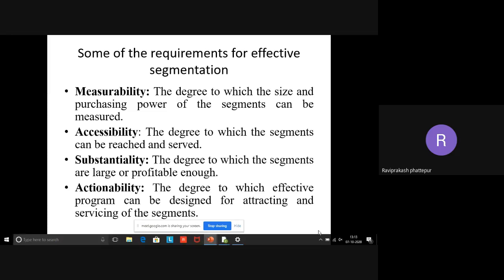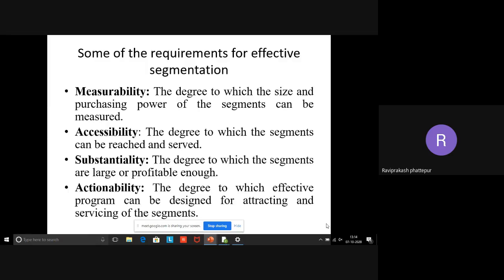What kind of loss? You cannot sell enough: the demand will be more, but the supply will be less, and based on that you will again be in loss. So measurability is very important. What you are doing here is finding out the size as well as the purchasing power of the segments. Purchasing power in the sense that you have a product and you have already segmented and targeted a particular segment. But if that segment does not have the power to purchase whatever you are providing, be it a product or a service, and they are not in a position to buy, then your segmentation is wrong again.